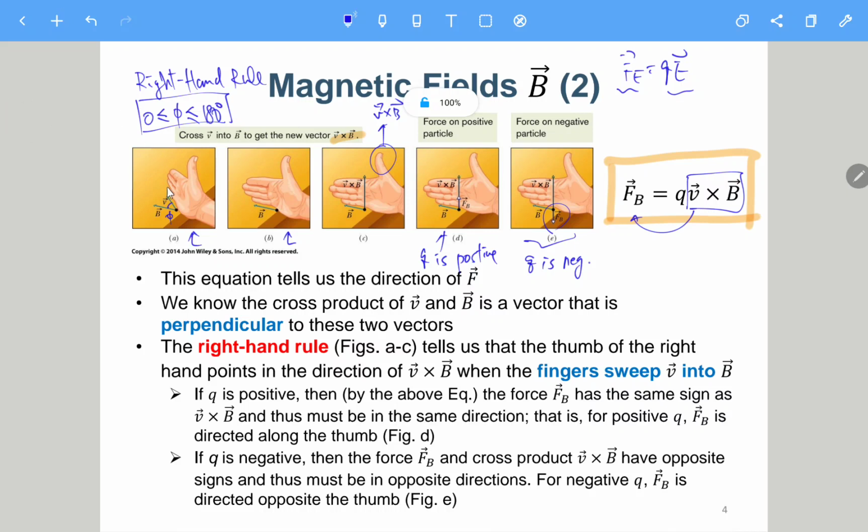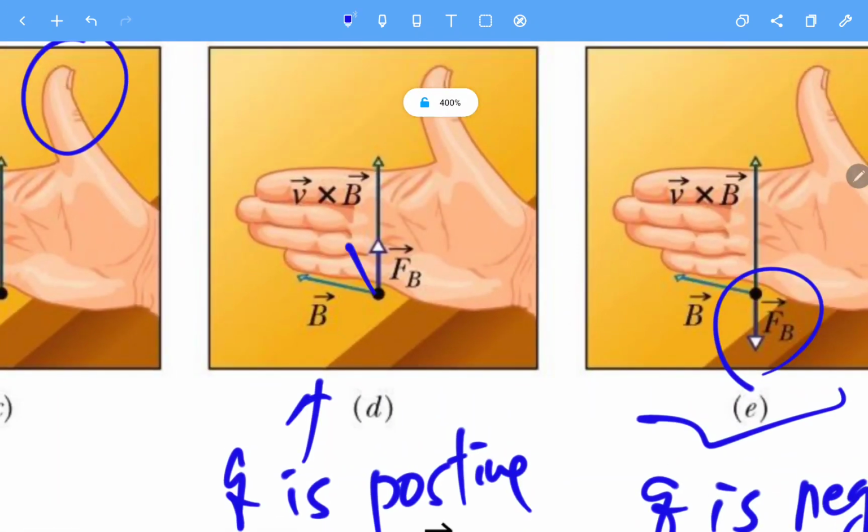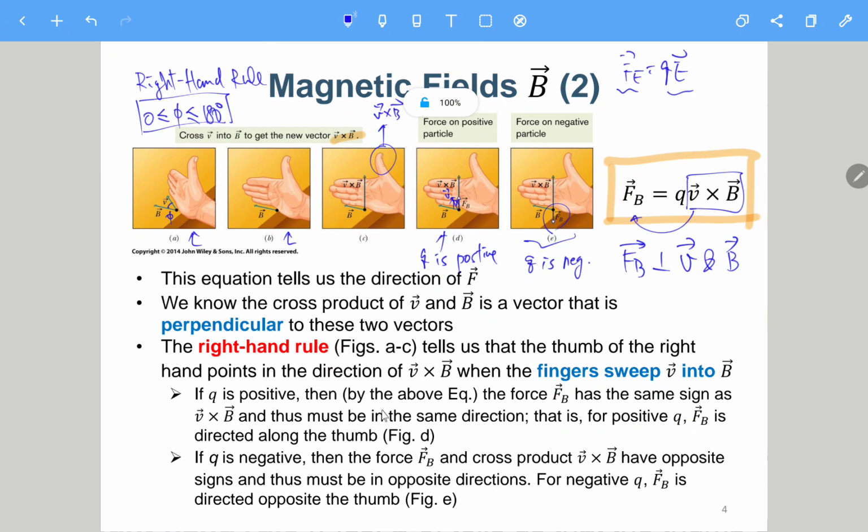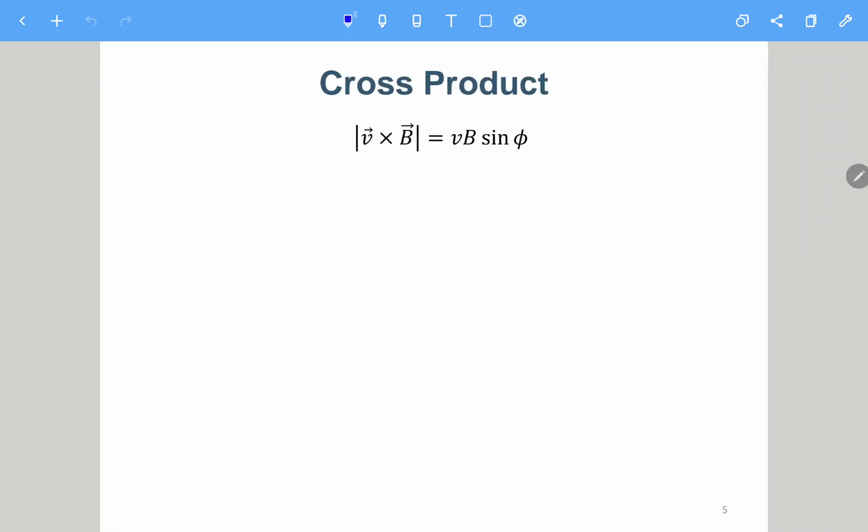Okay, so here we know that FB should be perpendicular to both V and B. FB is perpendicular to V, and FB is perpendicular to B. You can see like this, V points to that direction, and this is a right angle. This is also a right angle.